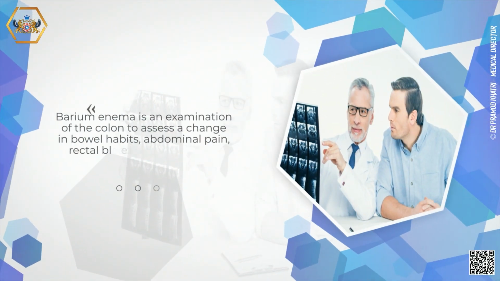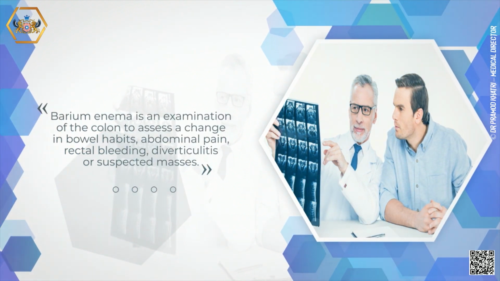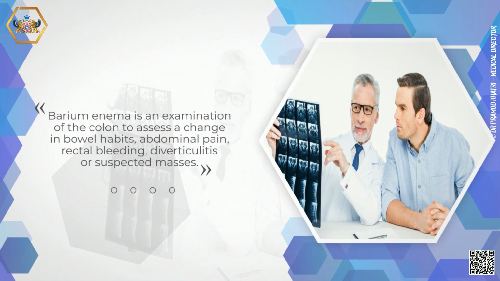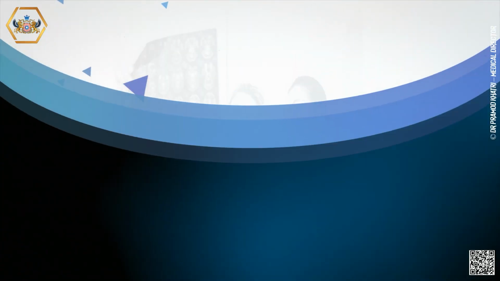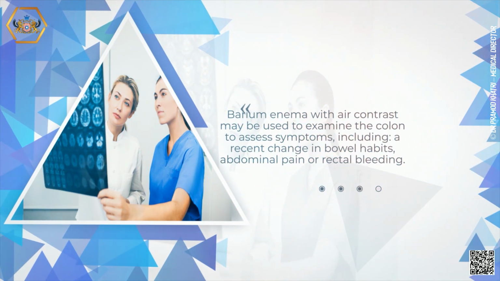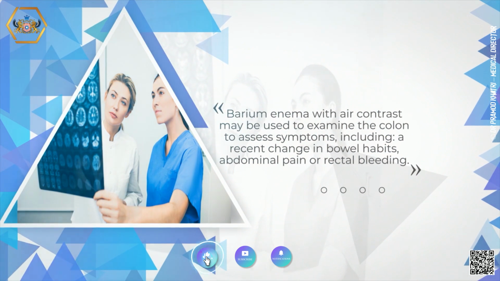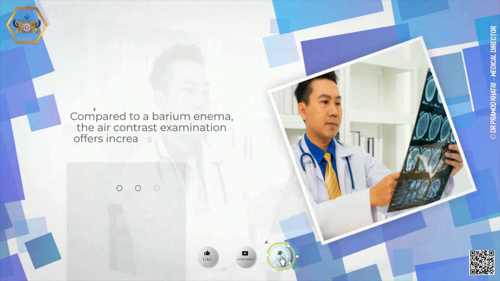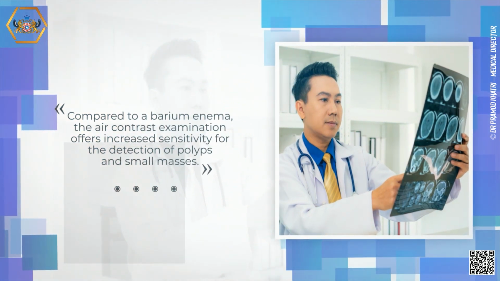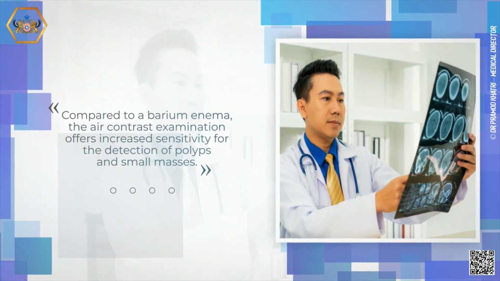fluidity. Barium enema is an examination of the colon to assess a change in bowel habits, abdominal pain, rectal bleeding, diverticulitis or suspected masses. Barium enema with air contrast may be used to examine the colon to assess symptoms, including a recent change in bowel habits, abdominal pain or rectal bleeding. Compared to a barium enema, the air contrast examination offers increased sensitivity for the detection of polyps and small masses.